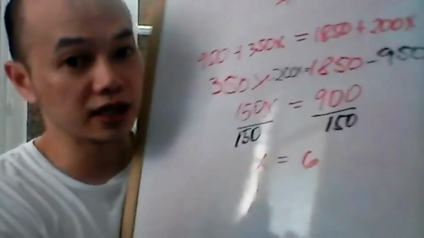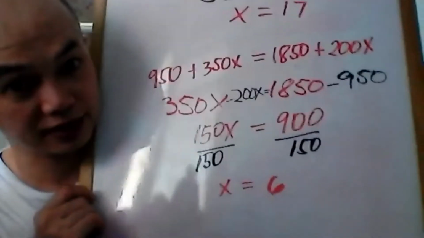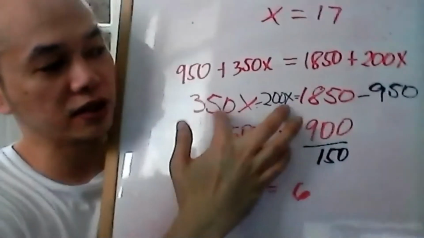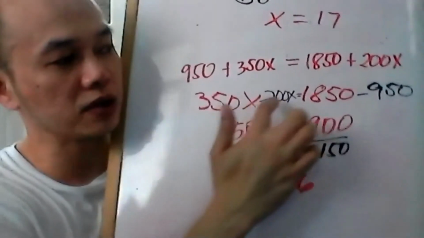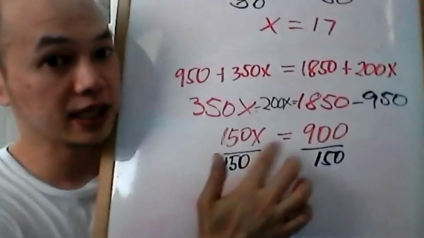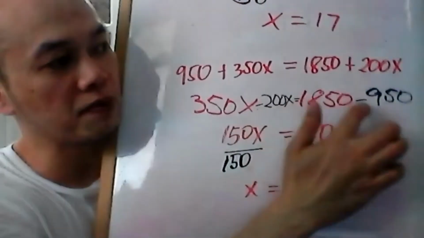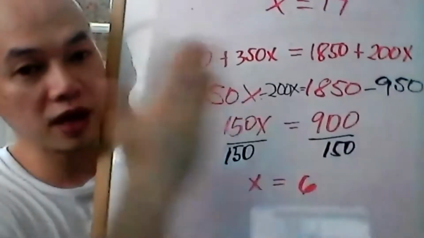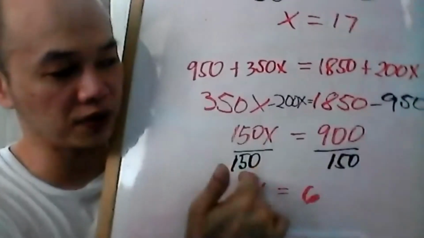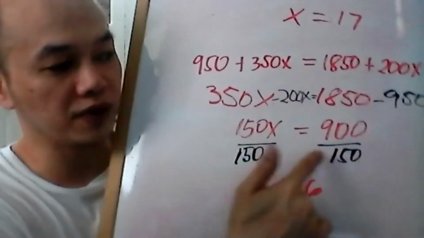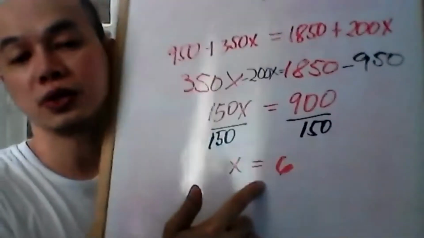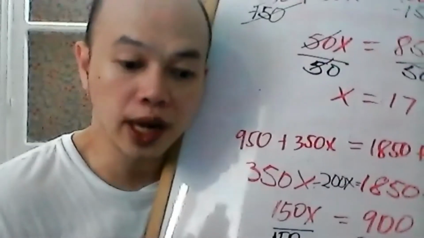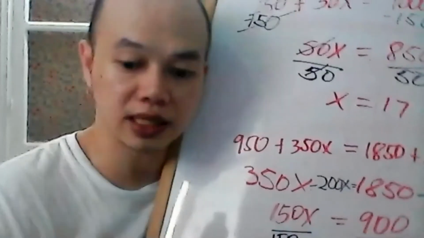Did you get it exactly? Do you understand, or are you confused? So 350x minus 200x is 150x, equals 1,850 minus 950, that's 900. To remove 150, you have to divide both sides by 150. So 900 divided by 150 is equal to 6. So there are 6 sessions. For 1A, you write 6 sessions.